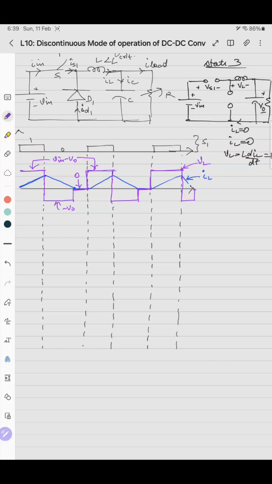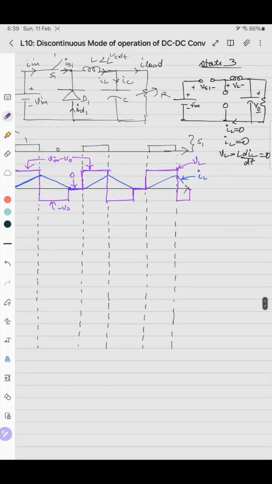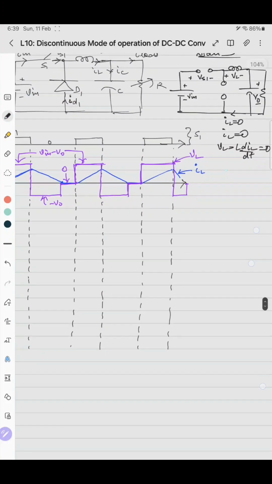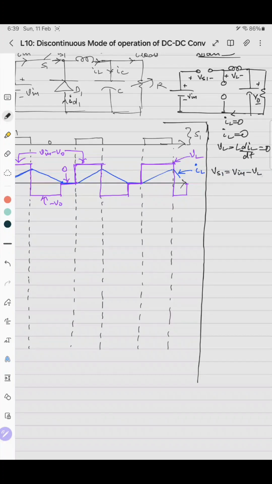That is the switch. Now if we apply KVL here, we'll separate this section like this. So VS1 becomes V in minus VL minus V0. This becomes 0. So this becomes V in minus V0. This drop is observed across the switch, V in minus V0, VS1.